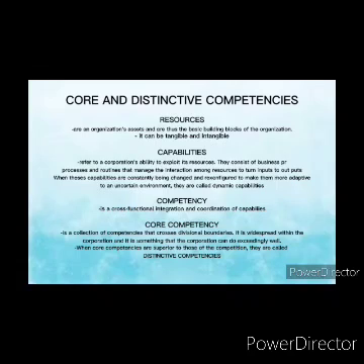So this distinctive competency is going to give birth to competitive advantage. It means if you don't have this distinctive competency, you are not going to have any competitive advantage. So therefore, core competency can be distinctive competency.